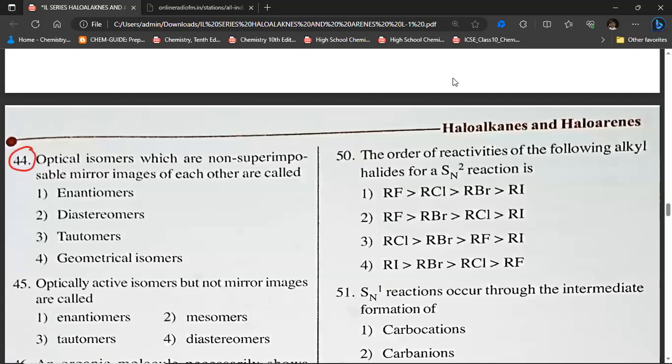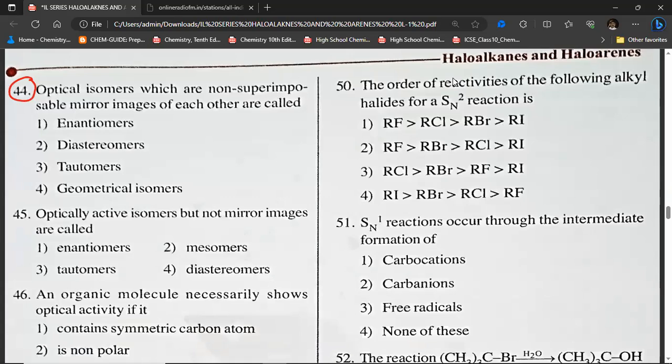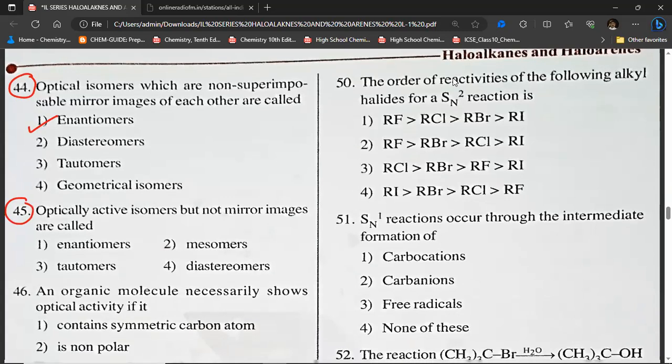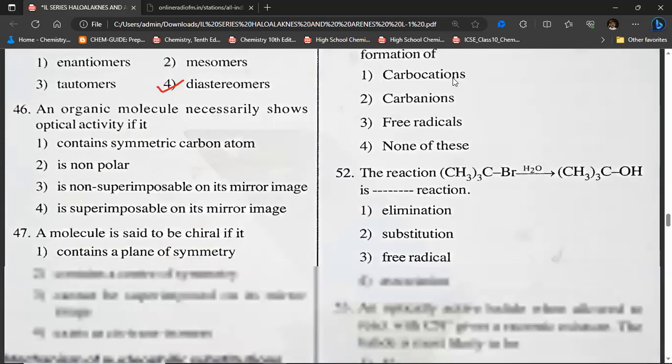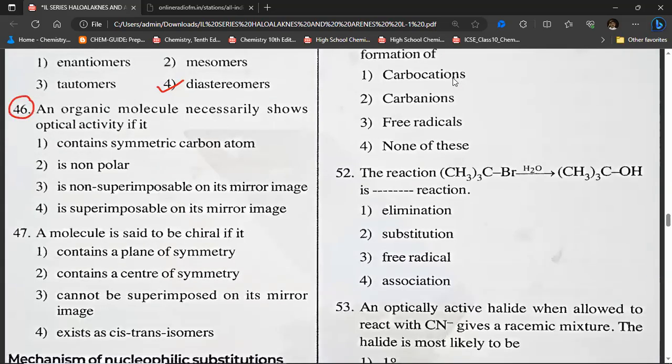Next, moving on to 44, optical isomers which are non-superimposable mirror images are usually known as enantiomers. Next, 45, optically active isomers but not mirror images. They are said to be diastereomers, which is a conceptual one. Again, 46, an organic molecule necessarily shows optical activity if it is non-superimposable on its mirror image. Yes, that exact statement matches the definition of optical activity.